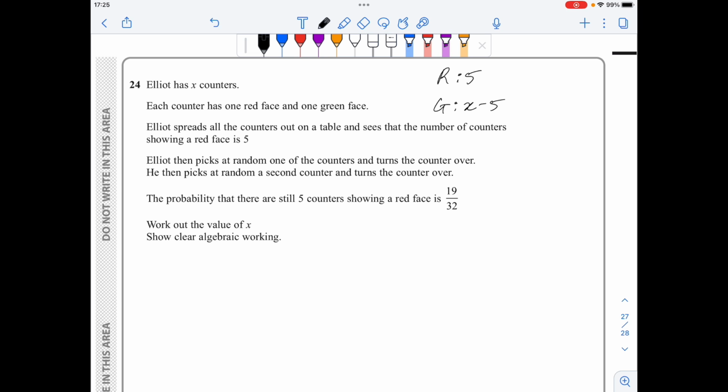Then Elliot picks one at random, turns the counter over, and then he repeats the same experiment with the second counter. Note that the question doesn't specify that I cannot select the same counter for a second time, so every time I'm selecting, my denominator will be x. To help me figure out the probabilities, I will draw a tree diagram.